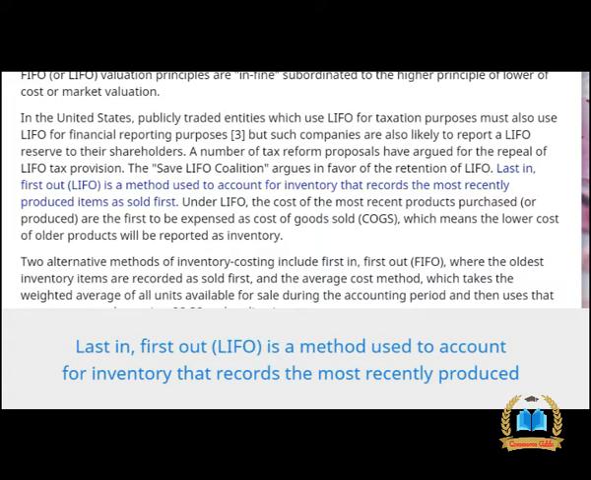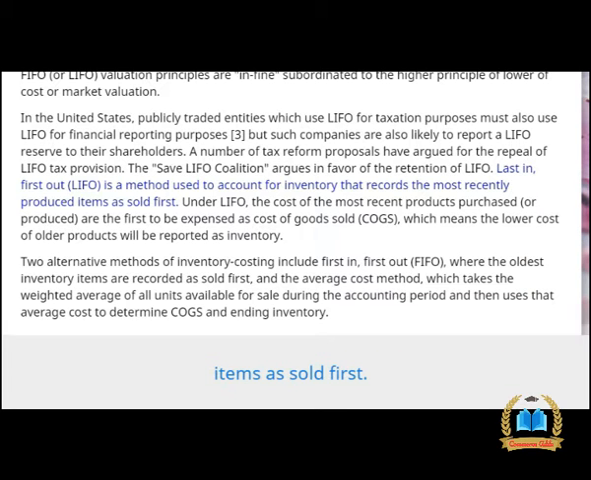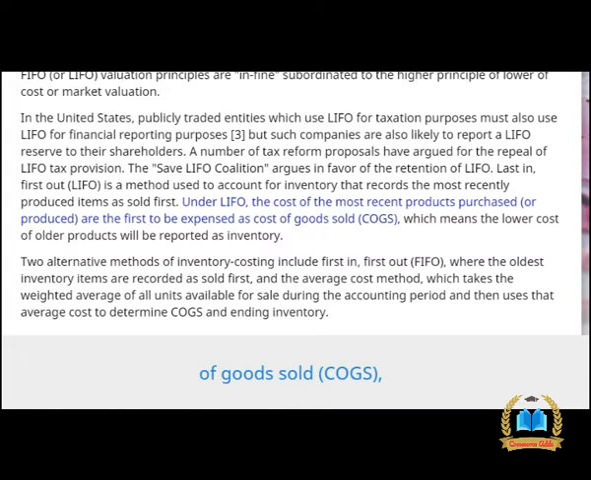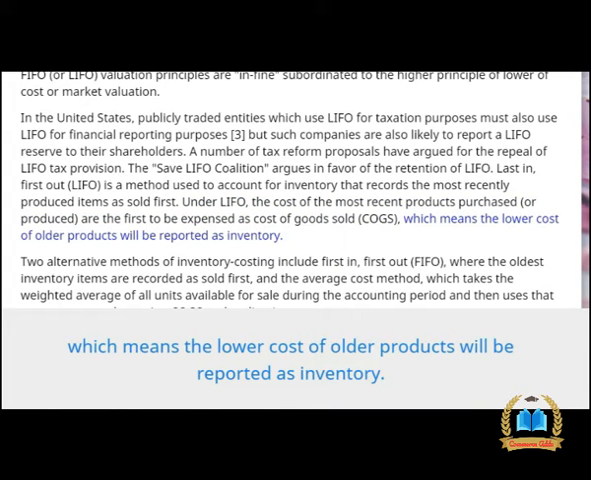Last in, first out, LIFO, is a method used to account for inventory that records the most recently produced items as sold first. Under LIFO, the cost of the most recent products purchased, or produced, are the first to be expensed as cost of goods sold, COGS, which means the lower cost of older products will be reported as inventory.